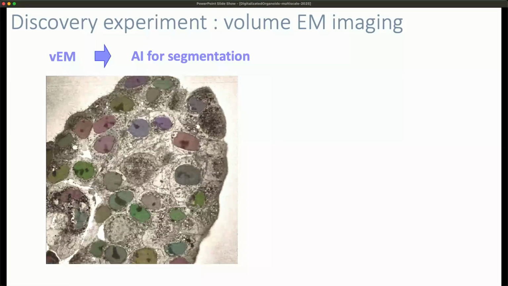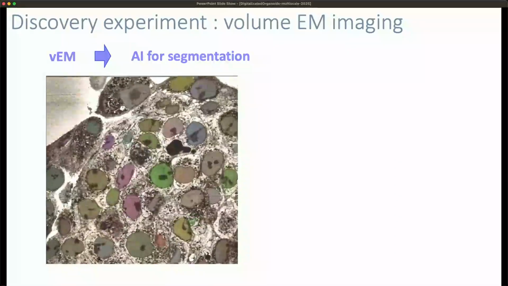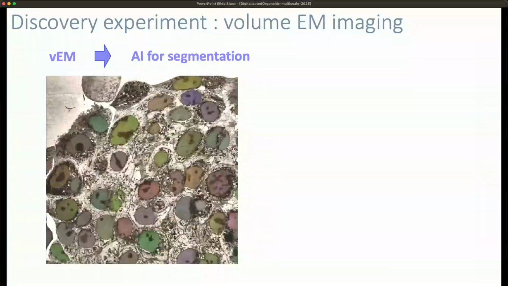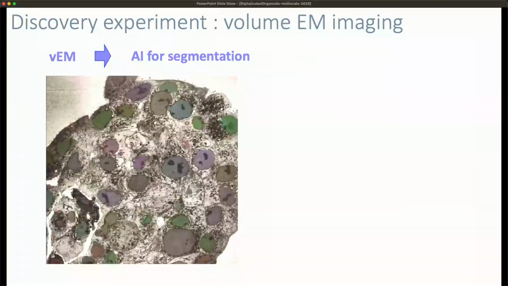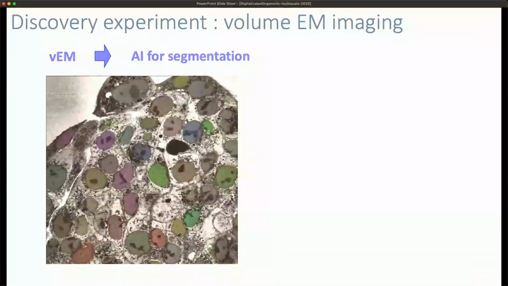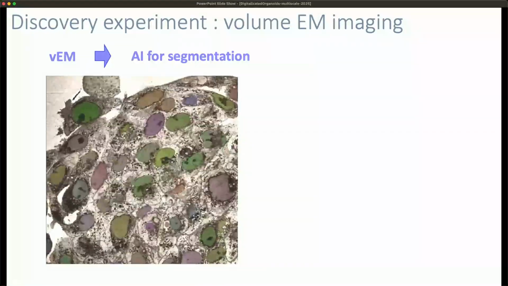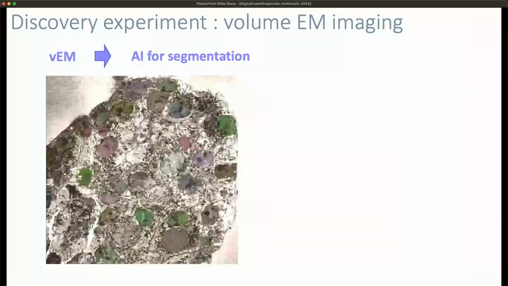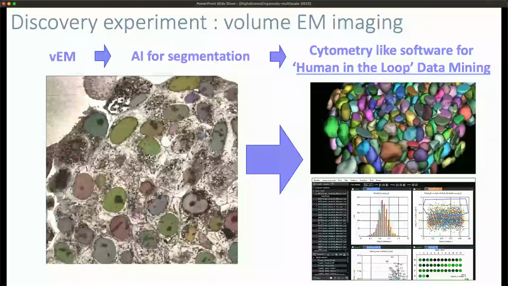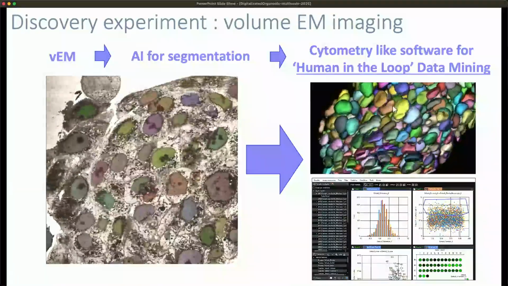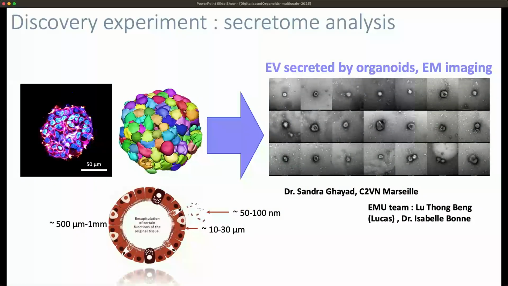So here we have our volume. Yes, this one is working. Our volume EM acquisition stack, and of course we want to be able to analyze it and extract some data. Same story as previously, AI for segmentation, and here it's an example to be able to have all the nuclei in 3D at this resolution. And once again, we were able to import this data in our data mining software to allow the human in the loop process, as I described already.